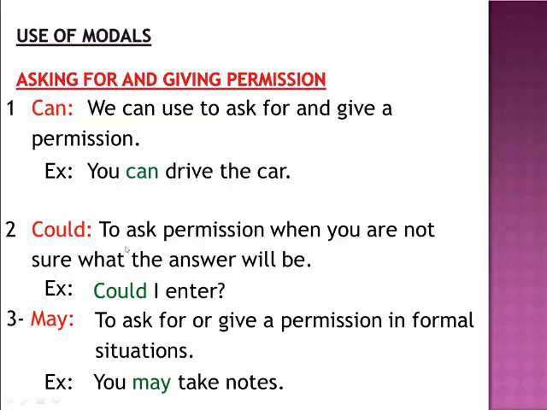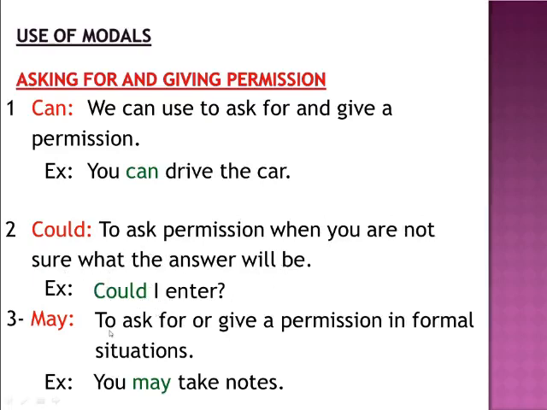"Could" is used to ask permission when you are not sure what the answer will be. For example, the class is going on and you are a little late to enter the class. At that time, sometimes the teacher will give you permission and sometimes you will be rejected. This time you are in doubt. That time you can use "Could I enter?" "May" can also be used. So it is asking for permission when you are not sure, which is very important: when you are not sure what the answer will be.